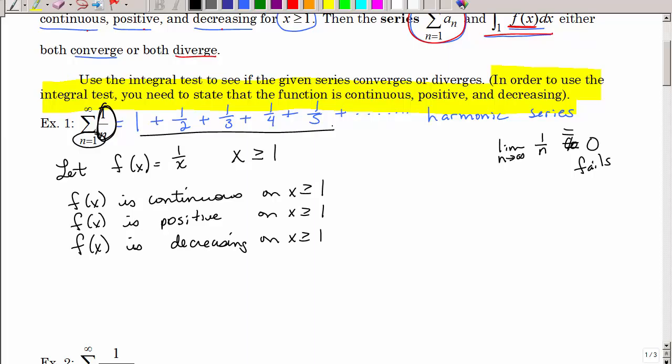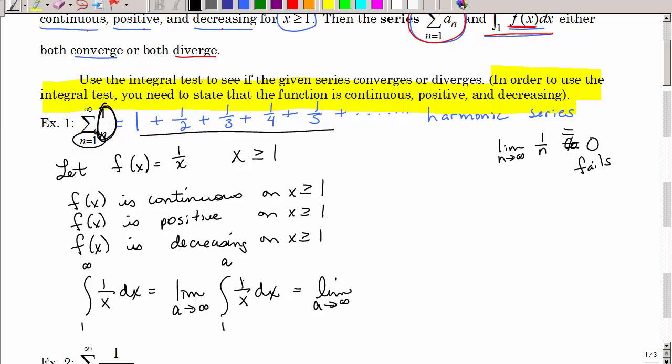So how are we going to see if it converges or diverges? We have to go back to our improper integrals. So we say the integral from 1 to infinity of 1 over x dx is going to be the limit, and then choose some dummy variable, I'm going to choose a, as a approaches infinity, of the integral from 1 to a. So now we get to integrate that. Well, how do you integrate 1 over x? That's the natural log of the absolute value of x from 1 to a.